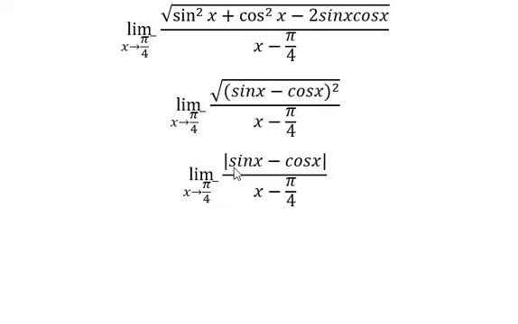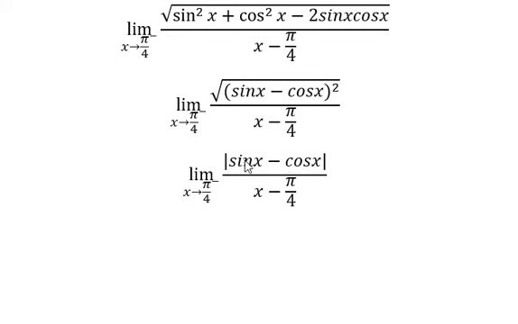Next, we know that x approaches pi over 4 from the left. So if we put pi over 4 going here, you get about 0. And we also know that pi over 4 is about 45 degrees. So I will choose another number, about 44 degrees. I put 44 degrees going here. I will get about negative 0.02.